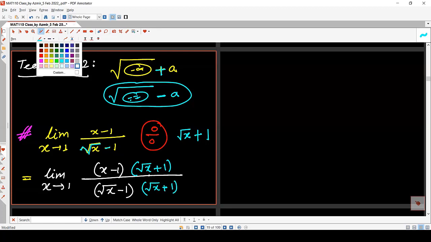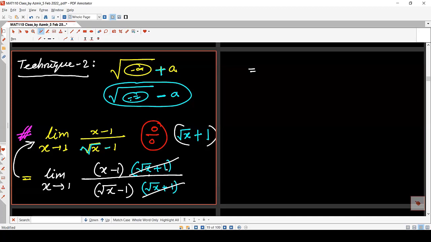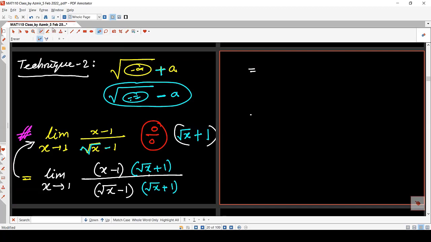Now we can easily reduce this function. So if we take a look, that means this one and this one are similar, we can easily cancel. So this expression and this one are same. So multiplying this quantity in numerator and denominator doesn't have any effect.